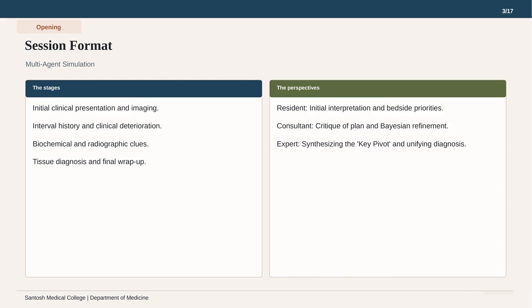The resident will focus on initial interpretation and bedside priorities. The consultant will critique the plan and provide Bayesian refinement. Finally, the expert will synthesize the key pivot points to reach a unifying diagnosis. This structured approach ensures we evaluate the evidence from multiple clinical vantage points. Let us begin by reviewing the patient's initial history and physical exam.